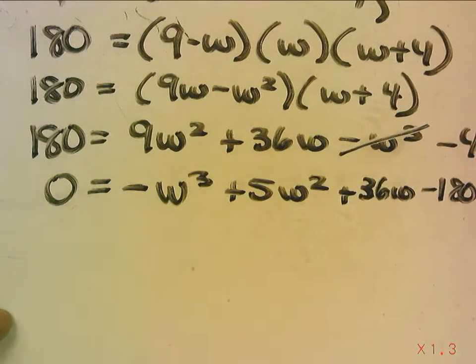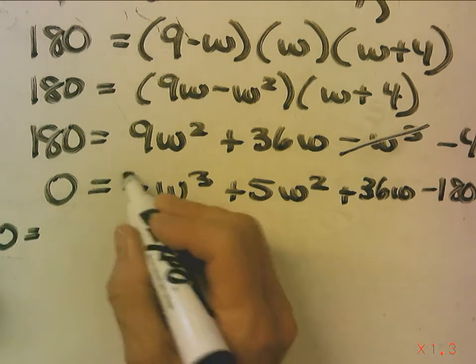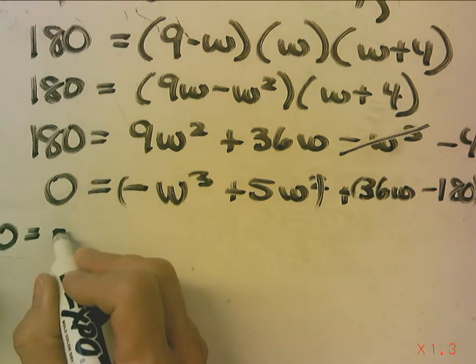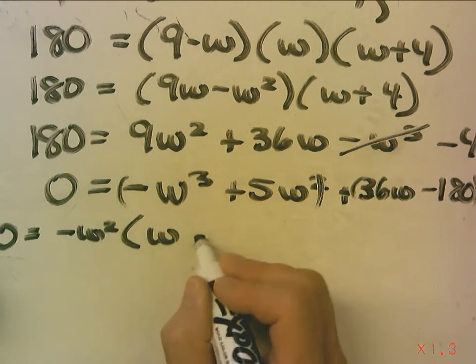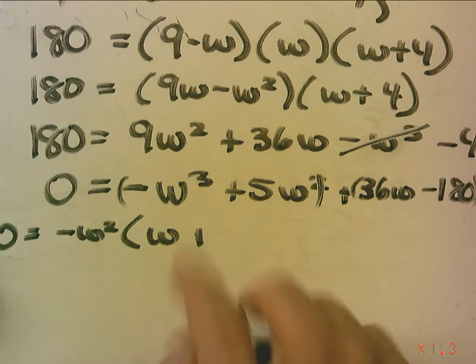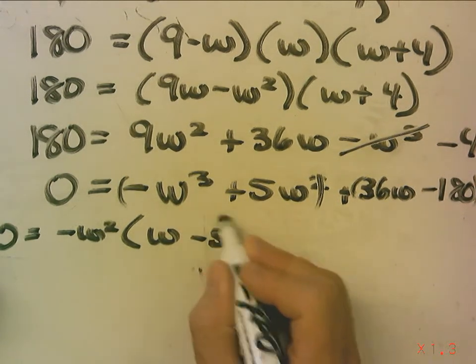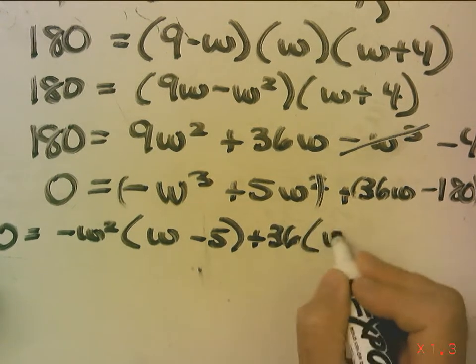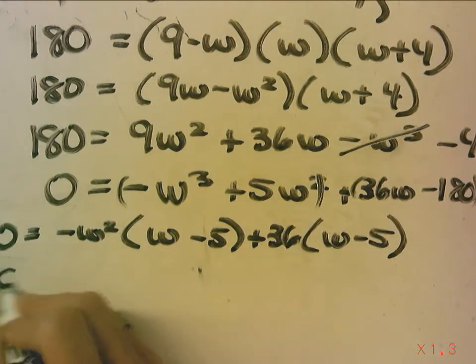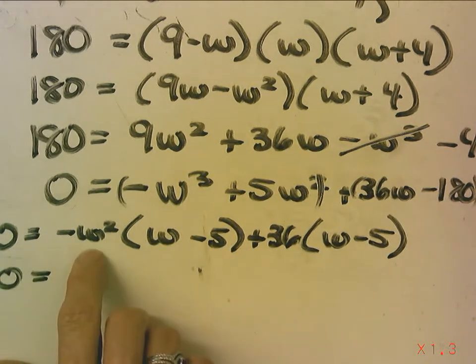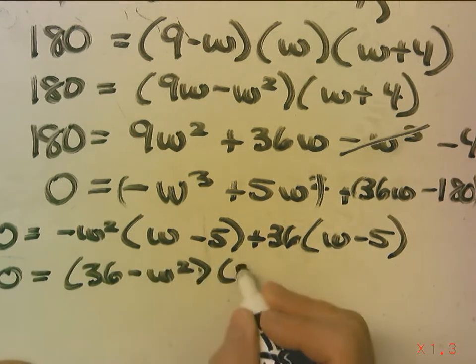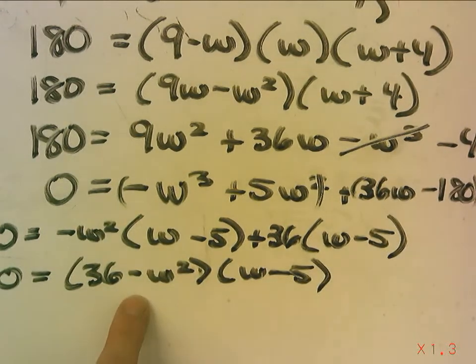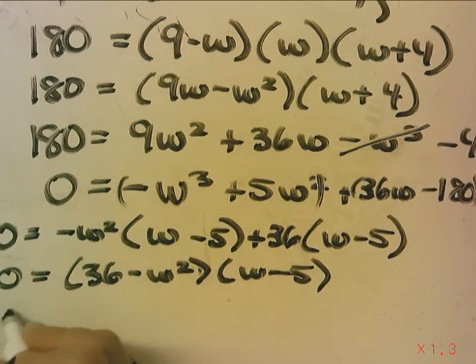Okay? Now, I'm going to factor by grouping. Group that, group that. I take out a negative w squared. That leaves me with w minus 5. And I take out a 36, and that leaves me with w minus 5. So now I have 0 equals, and I'll write it as 36 minus w squared times w minus 5. Now, why did I write it like that? I wrote it like that so I'd have the difference of squares, because now I know I can factor this as the difference of squares.